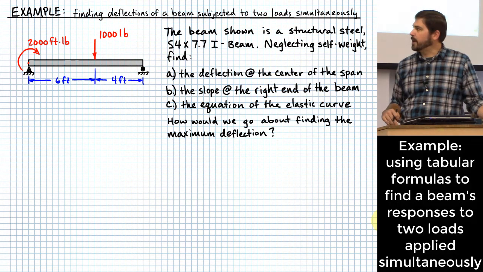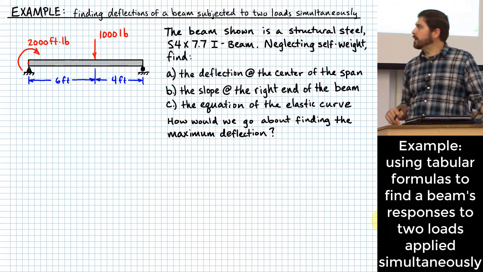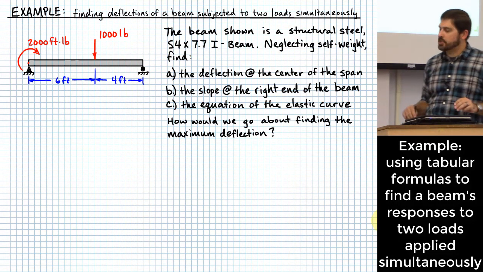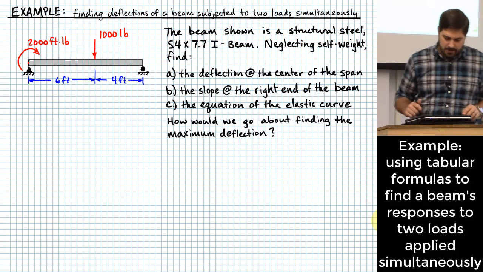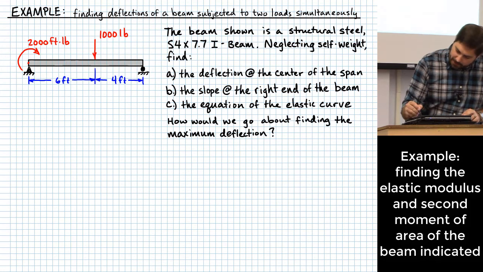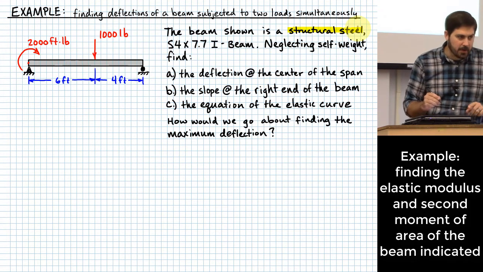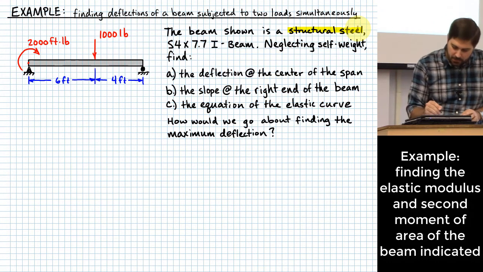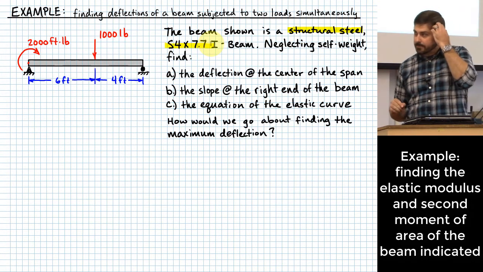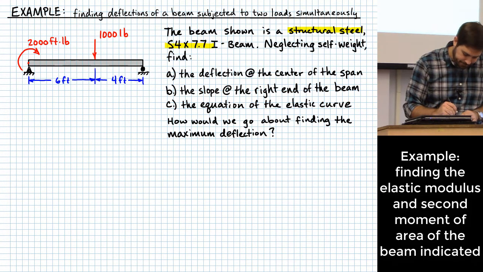How would we go about finding the maximum deflection? You guys are jotting some things down. What information am I going to need? These are a couple pieces of information. It's going to be structural steel, and I know the cross-section of this beam is going to be an S4 by 7.7. So those are a couple of pieces of information I'm going to need to look up.